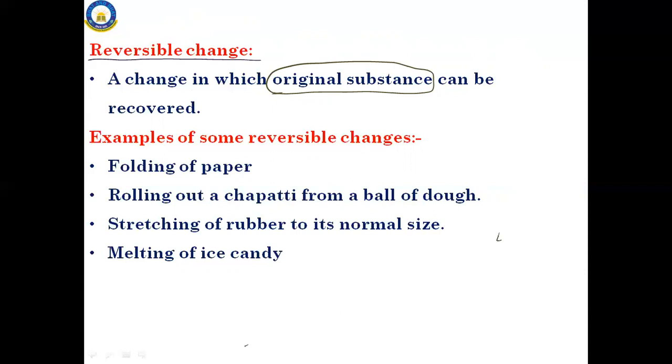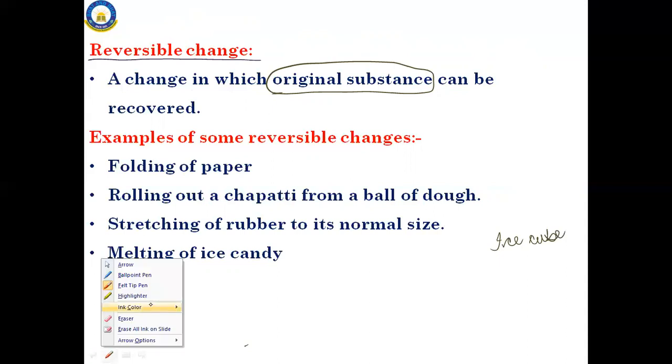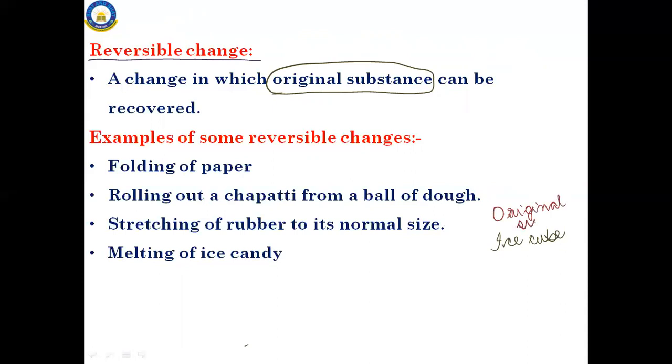Yes, we will take the same thing as an example. Here I'm calling it an ice cube, and this one is acting as the original substance. Let me say that the ice cube is the original substance. This ice cube is converted into water. So water is actually a product formed after change.